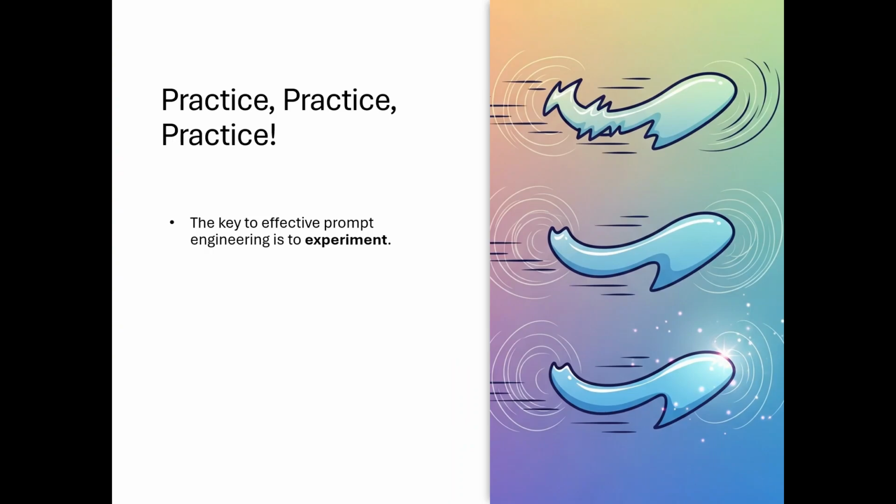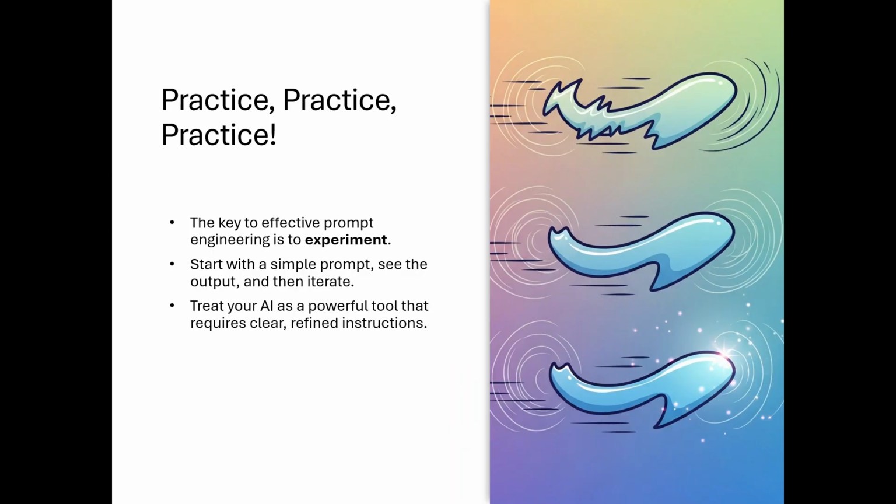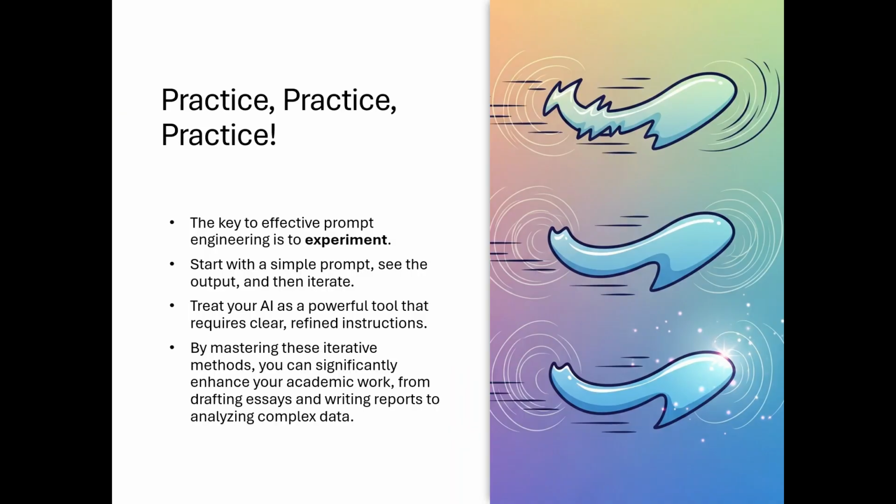The key to effective prompt engineering is to experiment. You can't really break the system, so you just got to keep trying. Start with a simple prompt, see the output, and then repeat the process. Iterate that process and treat AI as a powerful tool that requires clear and refined and perhaps layered instructions to give you the best value output that it can. So by mastering these iterative methods, these refining methods, you can significantly enhance your academic work, from drafting essays and writing reports or analyzing complex and complicated data.